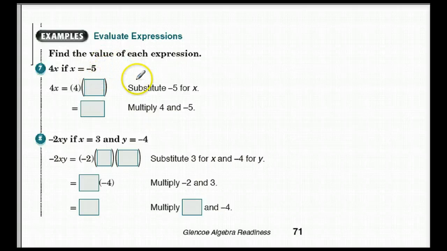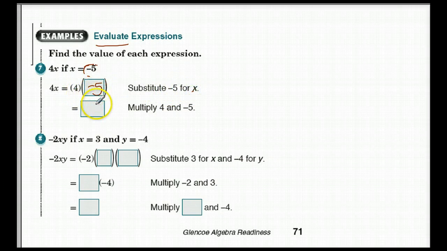Alright, next page. We're evaluating. Now we did a little bit of this on Thursday with that worksheet. Remember, evaluate just means that we're plugging in whatever it says x equals. We're putting in negative 5 for whatever that is. So number 7 says if x equals negative 5, so in here we're going to put in negative 5. It says substitute negative 5 for x.